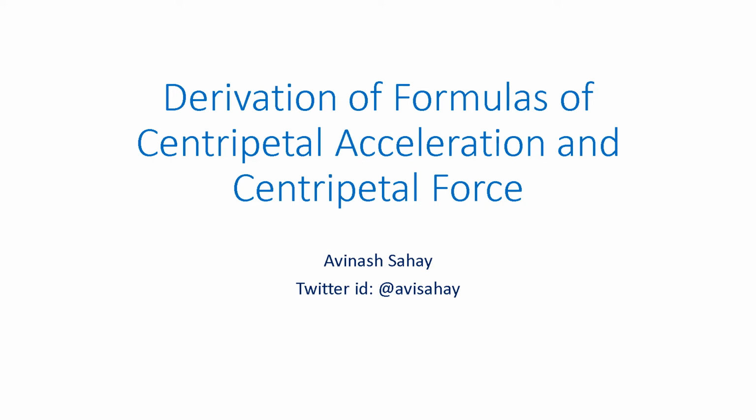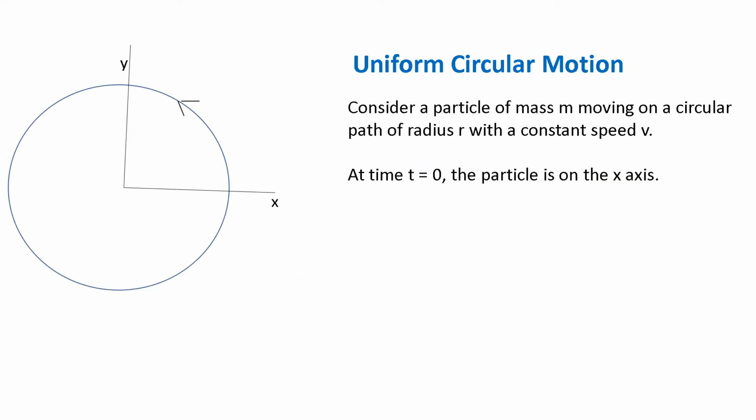I am going to derive the expressions for centripetal acceleration and centripetal force for a body moving in a uniform circular motion. I will also be deriving the formulas for acceleration and force for a body in a non-uniform circular motion. First, let us consider uniform circular motion.